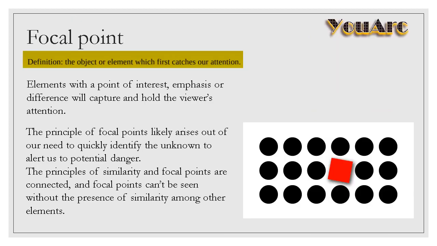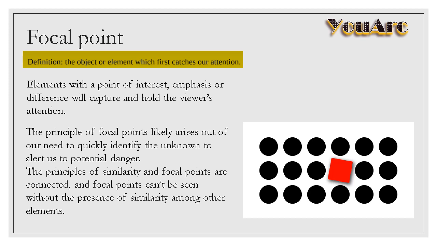Focal point is a point where our eyeballs meet together. An object or element in the composition that catches our first attention is called the focal point. An element with a point of interest, emphasis, or difference captures the viewer's attention. In this figure, we can see that the contrasting red square catches our eyes. So that is called the focal point in this figure. We can use this focal point in a few posters, where a caution or danger poster can be put in a building. So we can use this principle there.